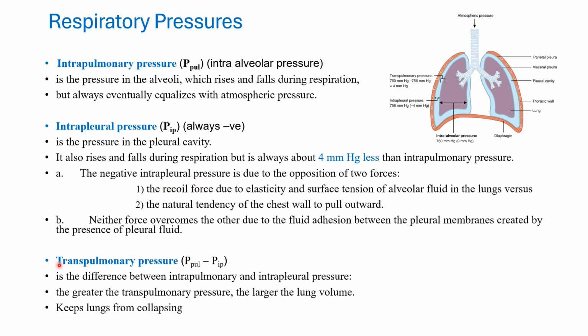And then we have a third pressure, which is known as transpulmonary pressure, and we get this transpulmonary pressure by subtracting intrapleural pressure from the intrapulmonary pressure. It is the difference between the intrapulmonary and the intrapleural pressure. The greater the transpulmonary pressure, the larger the volume of the lung, and it keeps the lungs from collapsing.